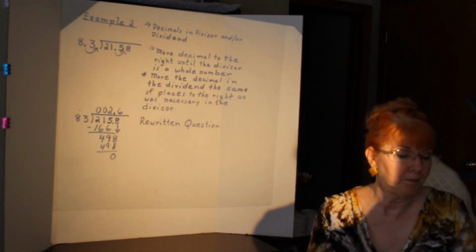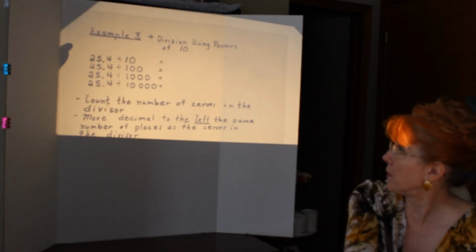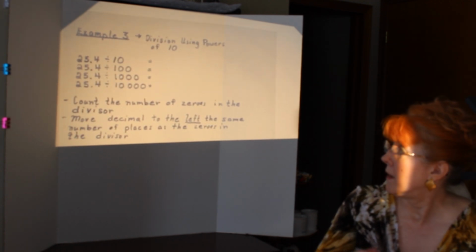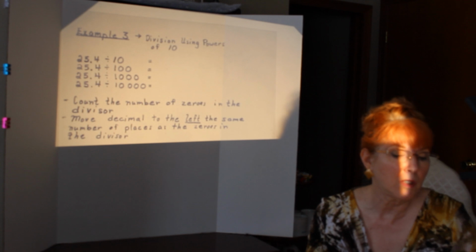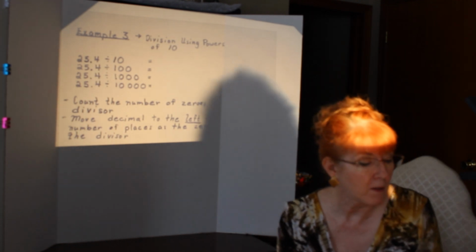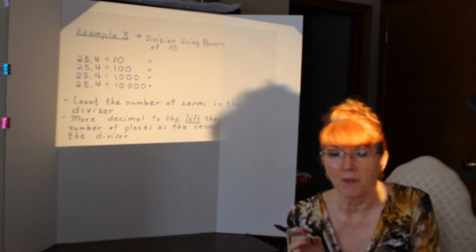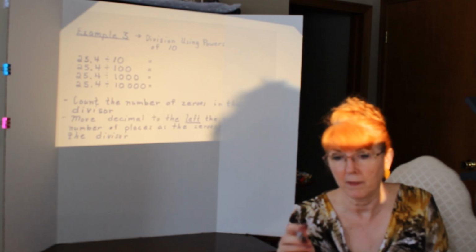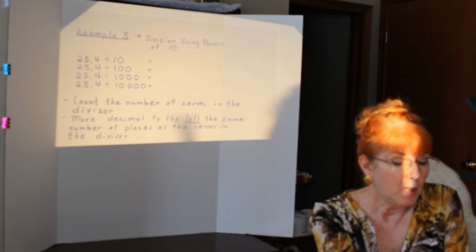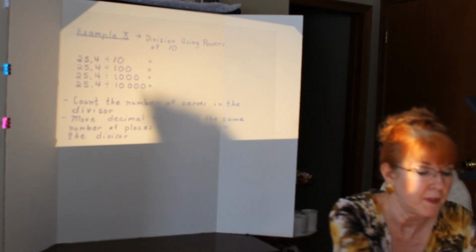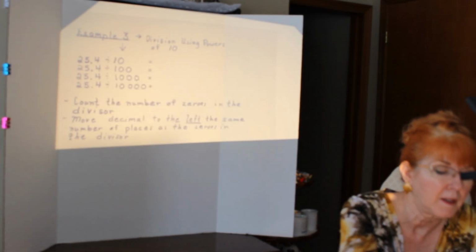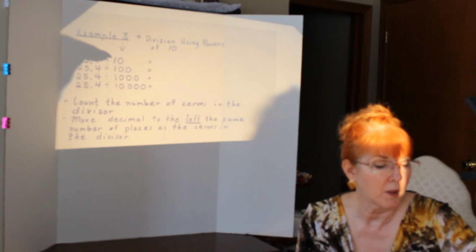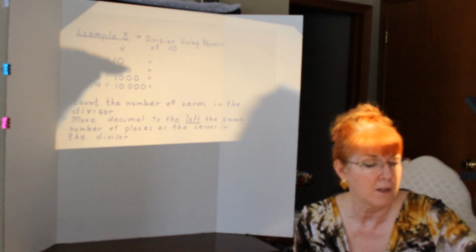That's example 2. We're going to take a look at example 3. Get it up here on the overhead. This is when you have division using powers of 10. Powers of 10, and those zeros can be very helpful. You don't need a calculator to do this. If you're paying attention, you can just move it, saves you a lot of time. So, you count the number of zeros in the divisor. This row here is your divisors. So we're going to divide by 10, 100, 1,000, 10,000.